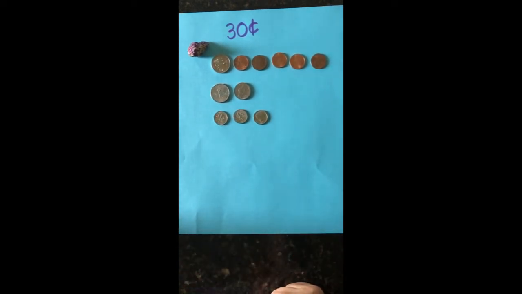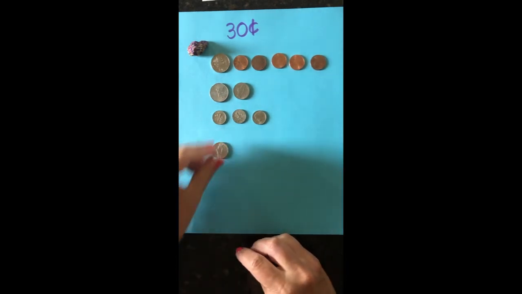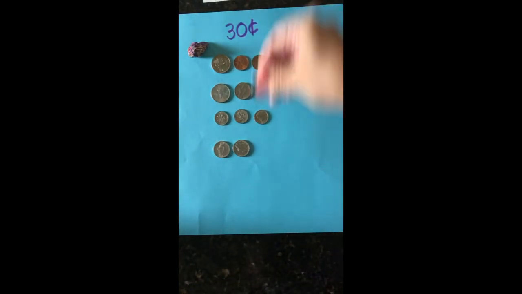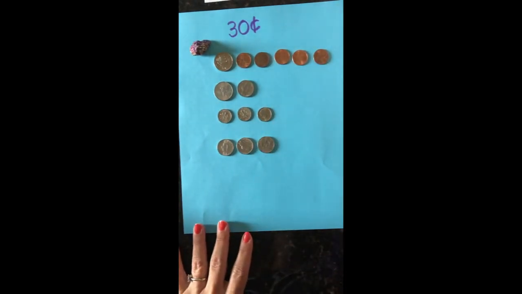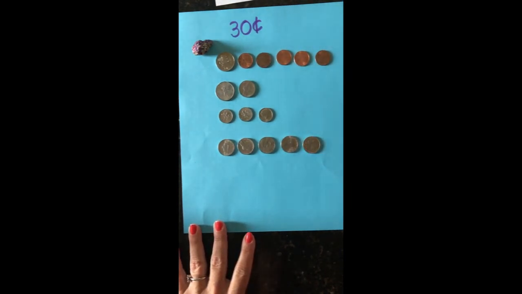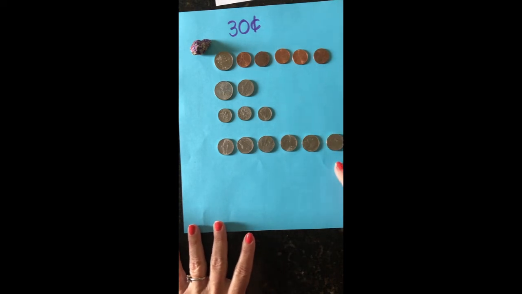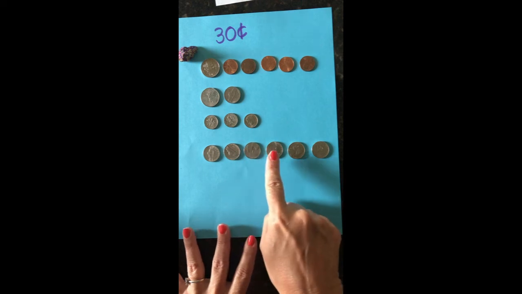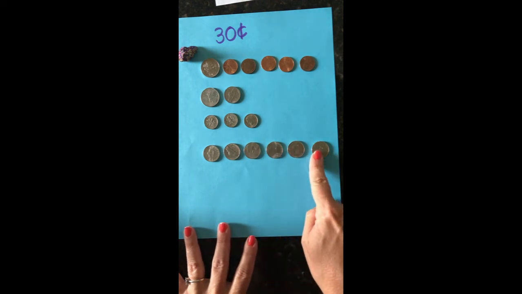Could I do this with nickels? Okay, let's try with nickels. So 5, 10, 15, 20, 25, 30. I did it. Yay! 5, 10, 15, 20, 25, 30. Very good. 30 cents.